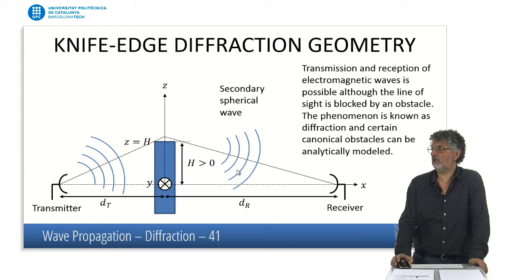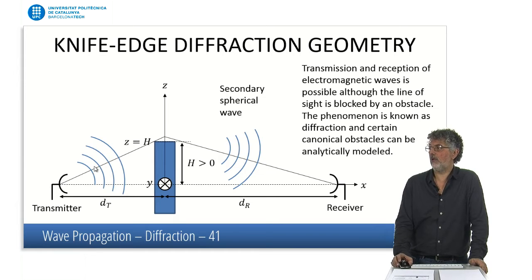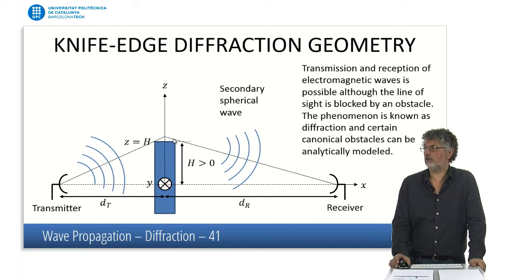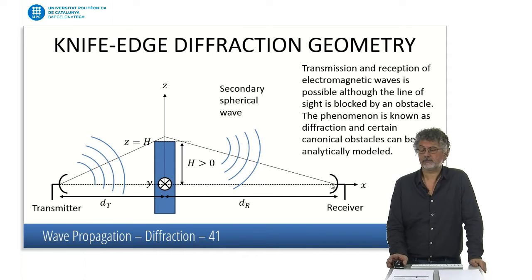If you want the physical explanation, we have an illuminating wave on that edge, and then there is a secondary wave that is generated here because of the interaction between that obstacle and the incident wave, and that secondary radiation is received by the antenna.